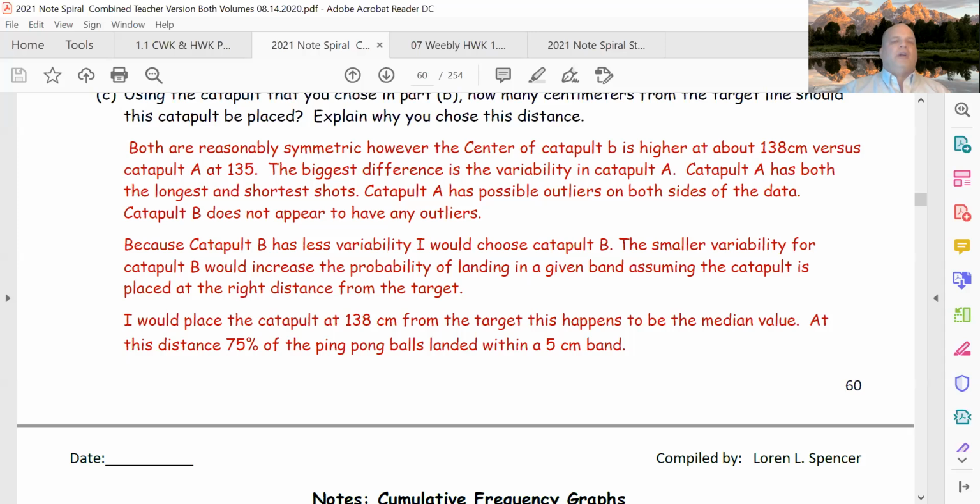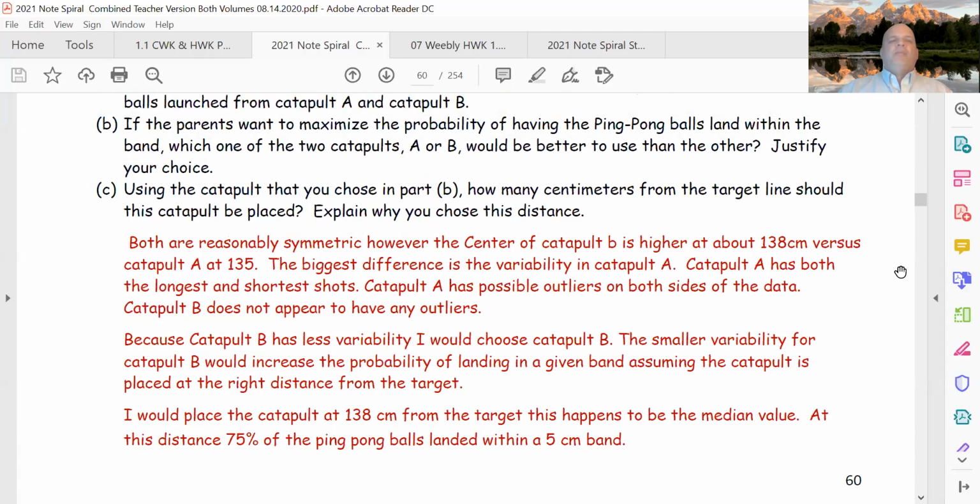comment on any similarities. All right, part B says if the parents want to maximize the probability of having the ping pongs land within the band, which one of the two catapults, A or B, would be better to use than the others? Justify your choice.